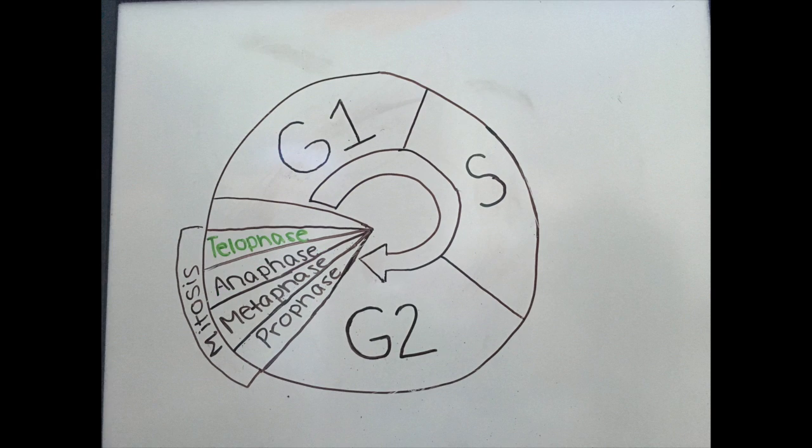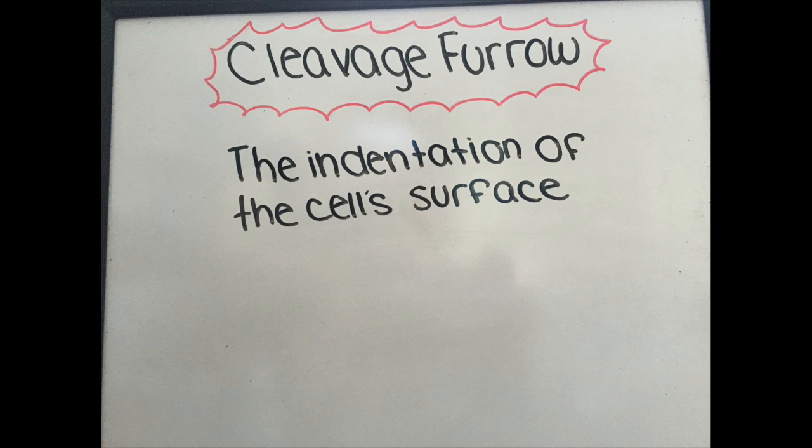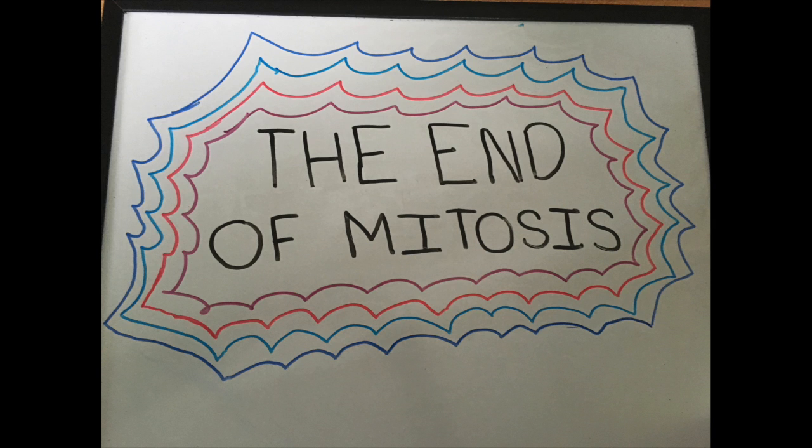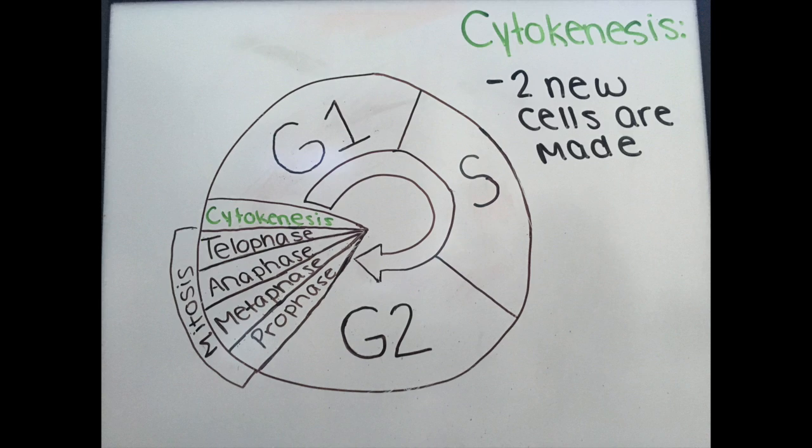The last step of mitosis is telophase. This is the phase in which two new identical nuclei are created, the DNA is uncoiled, and the cleavage furrow forms. The cleavage furrow is the indentation of the cell's surface. This ends mitosis. Now, the last step of the entire cell cycle is cytokinesis. During this step, two completely new cells are made, and that's the end of the cell cycle.